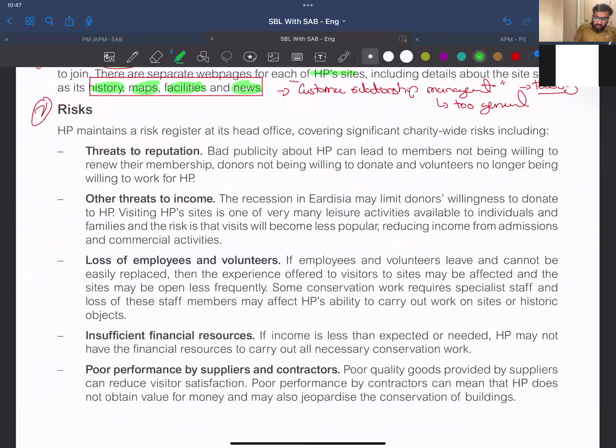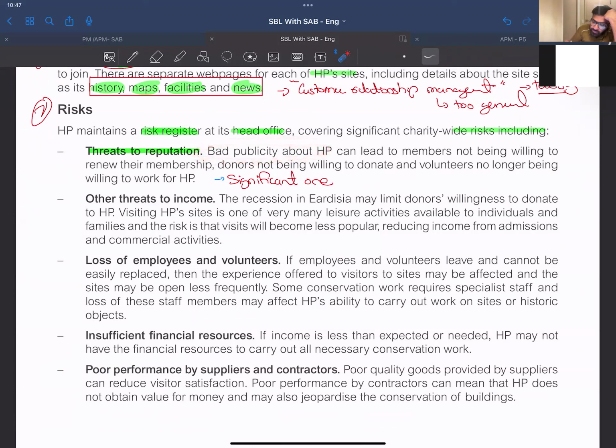Right now, risks. So a risk register had its head office, charity-wide risks, including reputation, a significant one, right? If your reputation is not good, you are not going to be getting any donations. So threats to reputation is what we have.